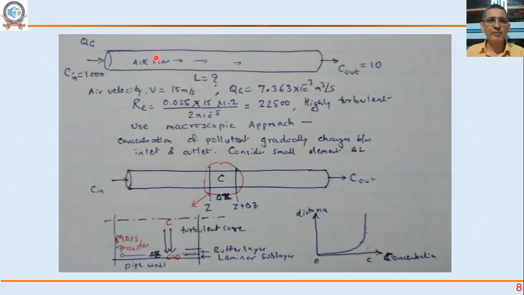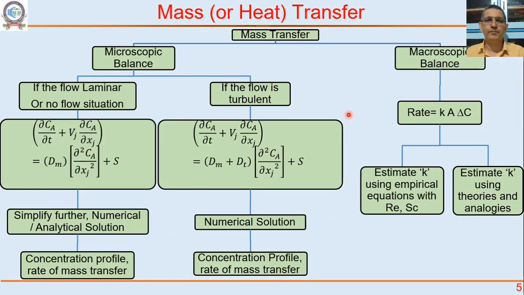And so the Reynolds number for air in the pipe, if you calculate d v rho by mu, will be 22,500. Highly turbulent. So do you want to use this? Obviously we can't use this. Do you want to use this? I don't want a numerical solution. We don't want to do 3D. We don't want to solve partial differential equations. Let's use macroscopic balance.